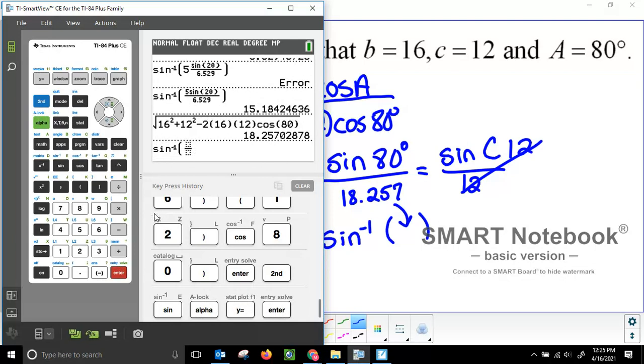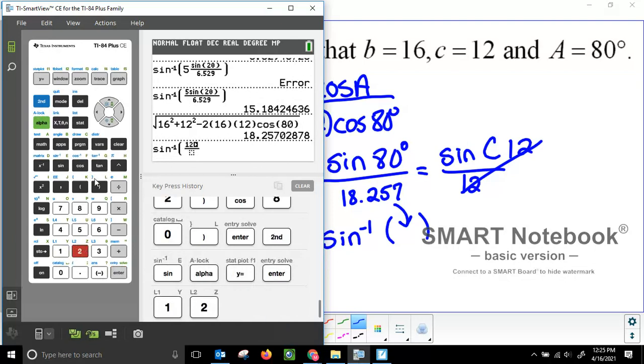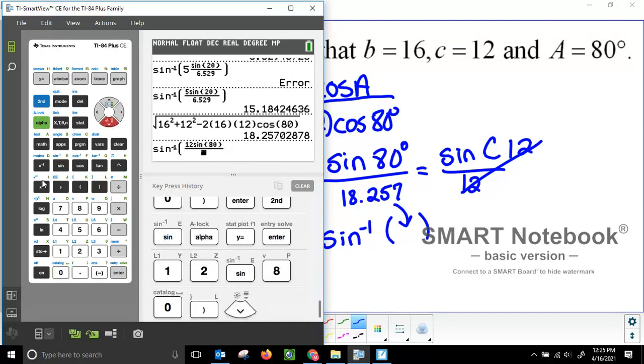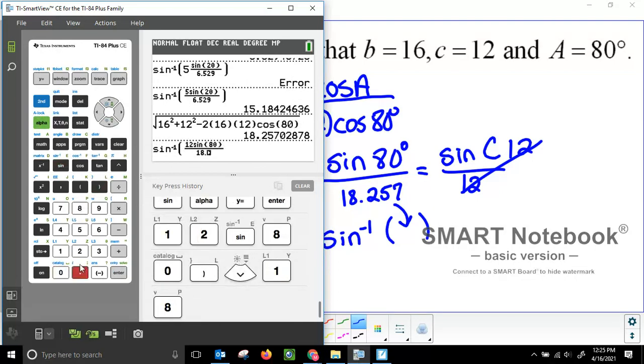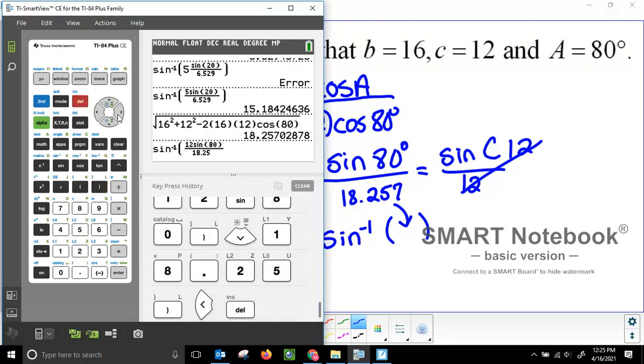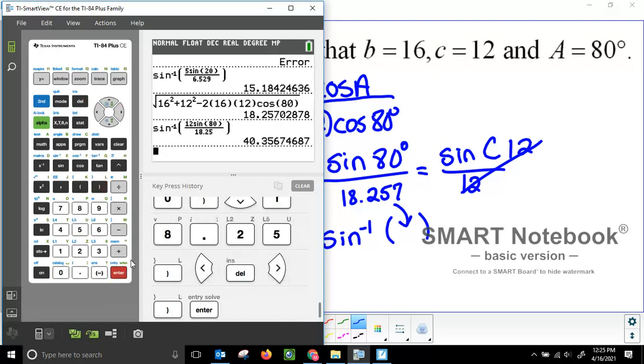So we'll go ahead and say the inverse sine of 12 times the sine of 80 degrees over 18.257. Oops, again, don't want that there. All right, and we get 40.4 degrees.